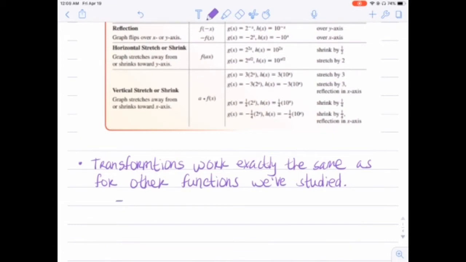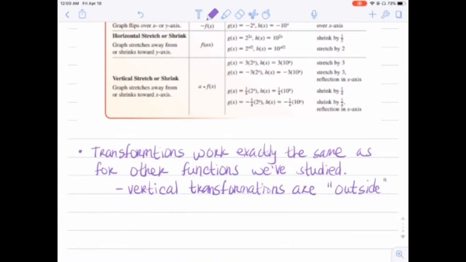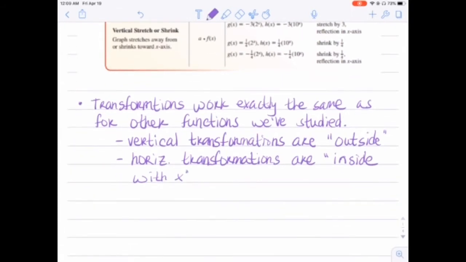That means that vertical transformations are outside. Remember, those affect the entire function. And then horizontal transformations are inside with x. And in the case of these exponential transformations, inside with x means in the exponent itself, because that's where x is. So they're in the exponent.